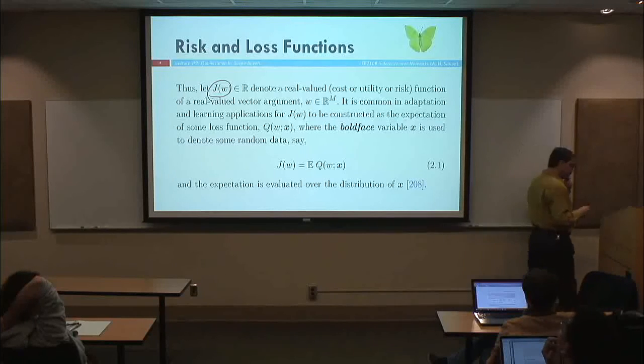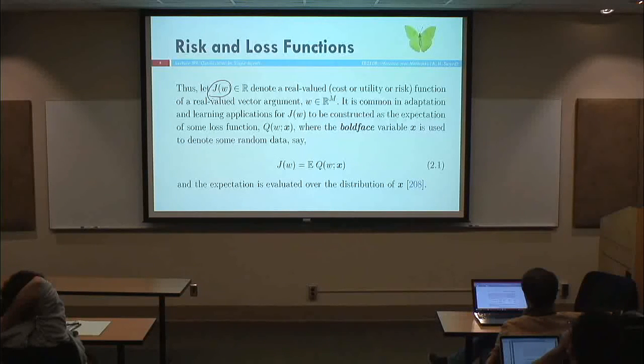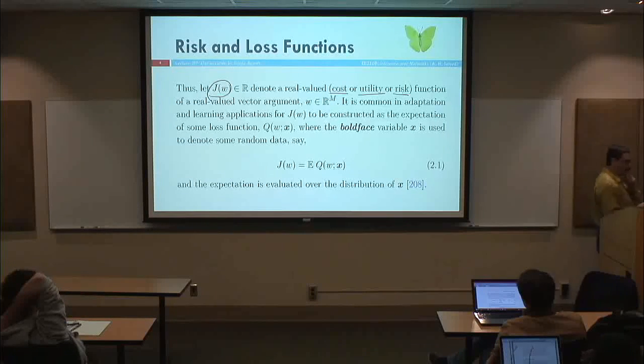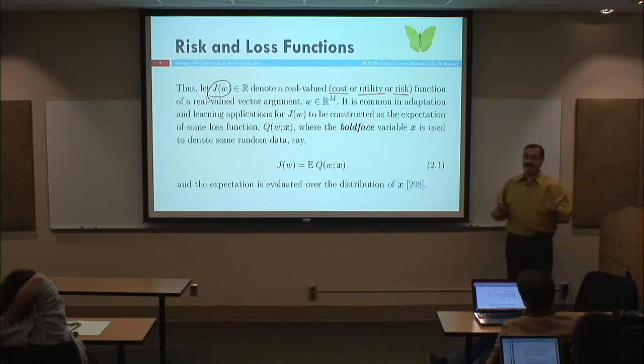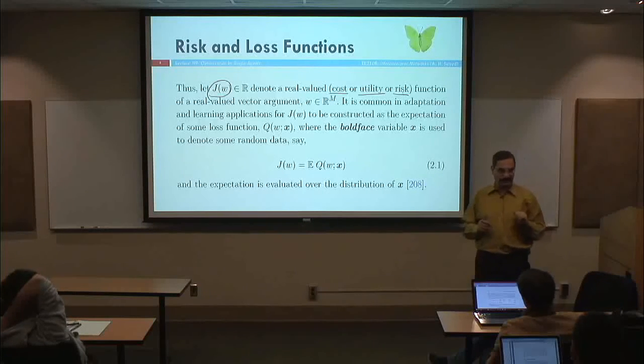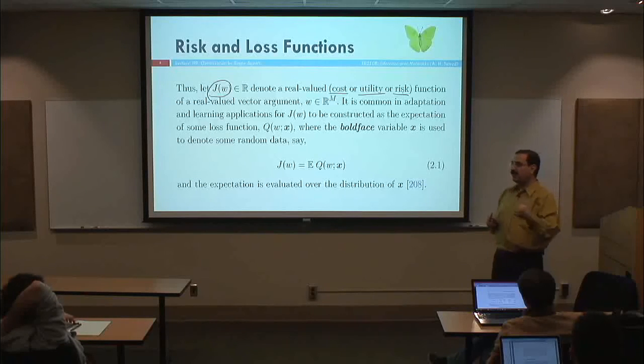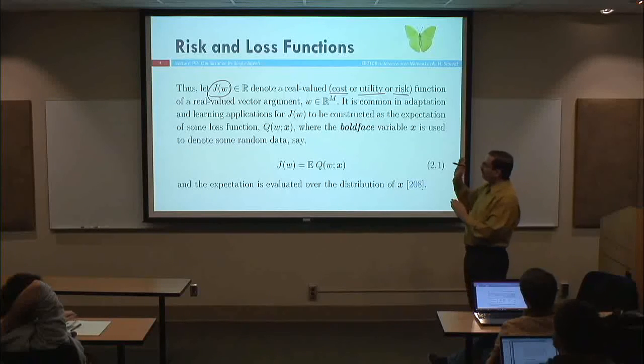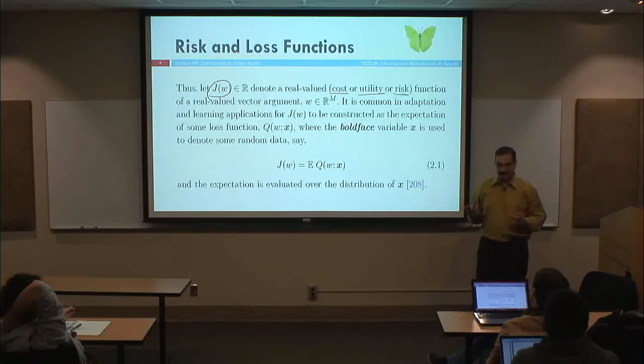So this function is called a risk. Sometimes you hear the name cost, utility, or risk. That's the function that I would like to minimize. Find the omega that minimizes this function. I will be assuming it to be strongly convex most of the time. And as you know, strongly convex functions have a unique minimum, and it's actually a global minimum. So the problem of finding the minimum of J of omega is well defined.